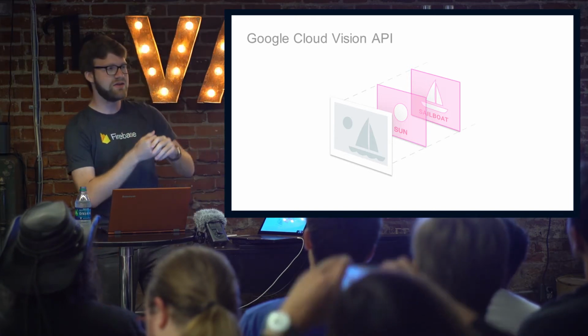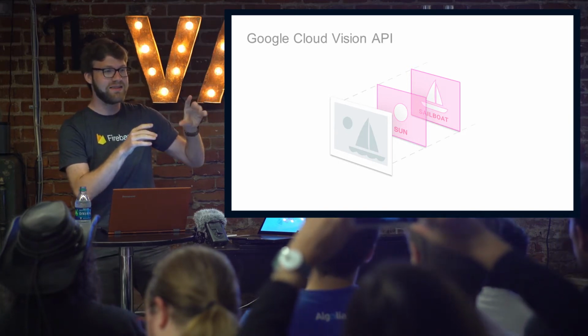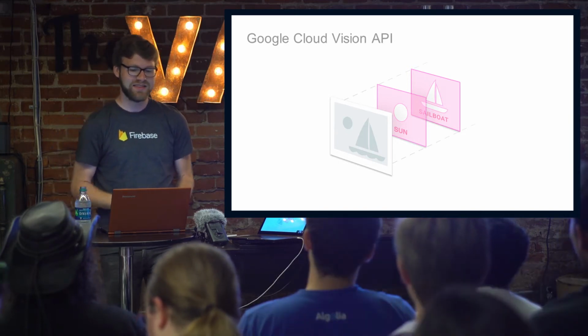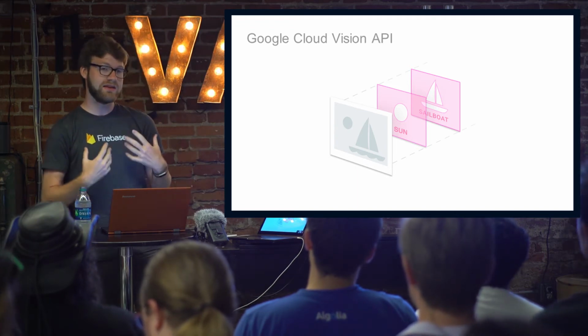I will be able to tell you there is a REST endpoint, and you give it a URL. And then it says that's a picture of a sailboat. And it says that's a picture of a sun, that's a picture of a golden retriever. All this crazy stuff that honestly a lot of the time I wouldn't even know.